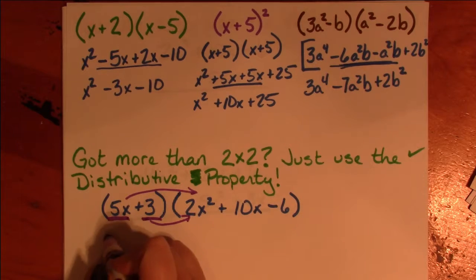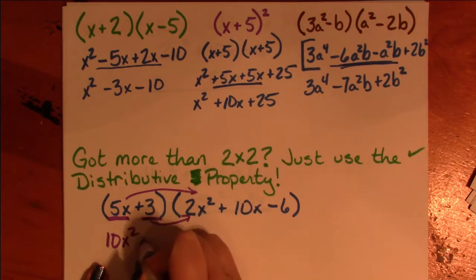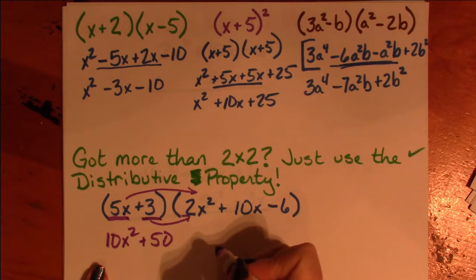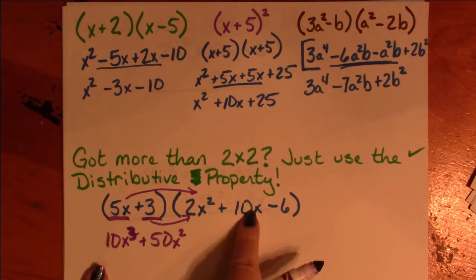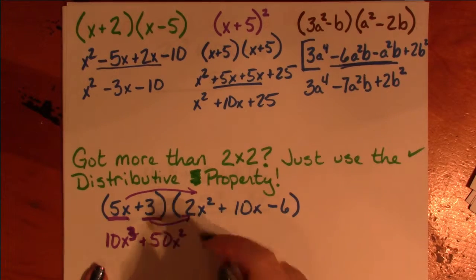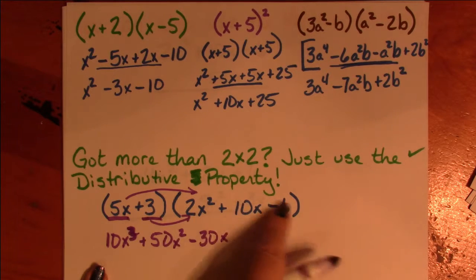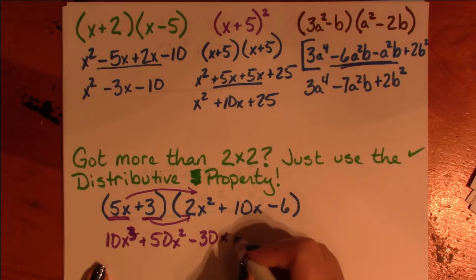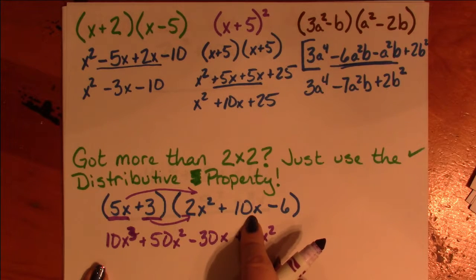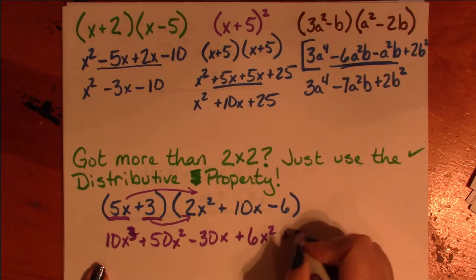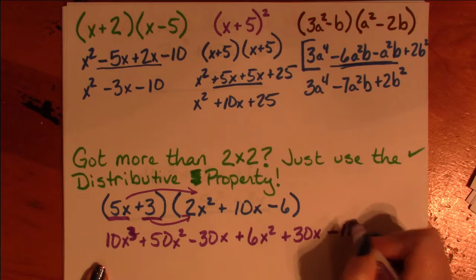5x times 2x squared is 10x cubed. 5x times 10x is 50x squared. 5x times negative 6 is negative 30x. And then 3x times each of these. 3x times 2x squared is 6x squared. 3x times 10x is 30x. And 3 times negative 6 is negative 18.